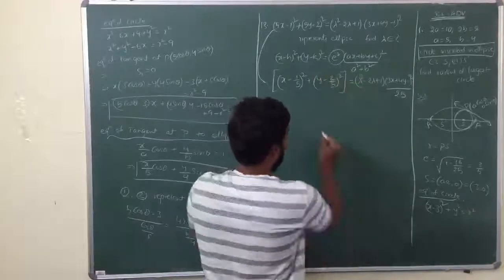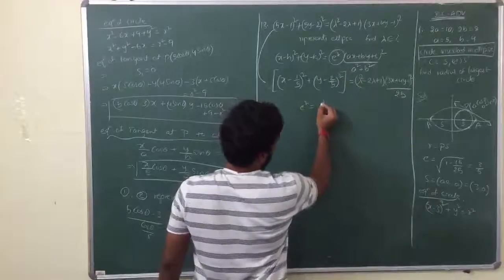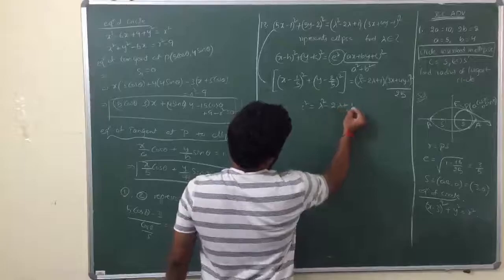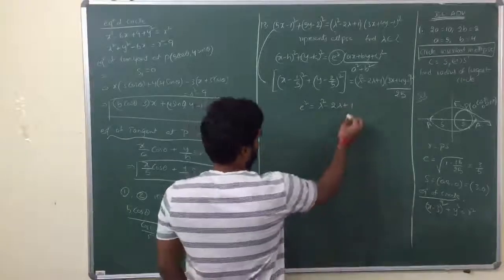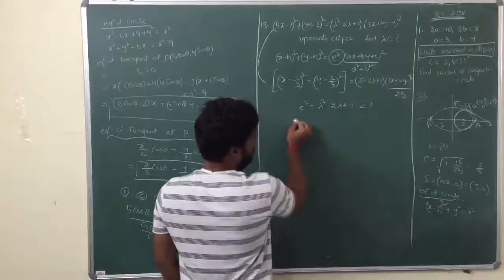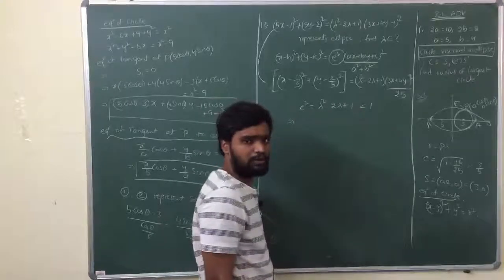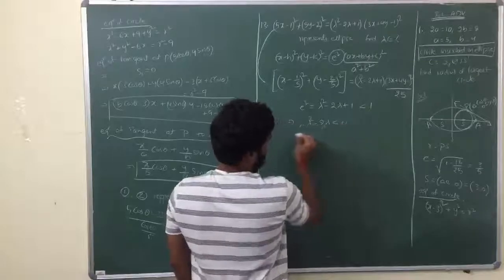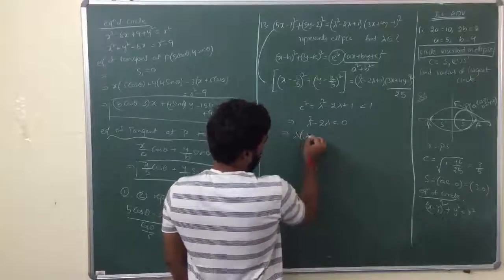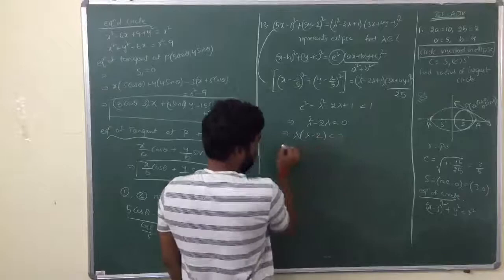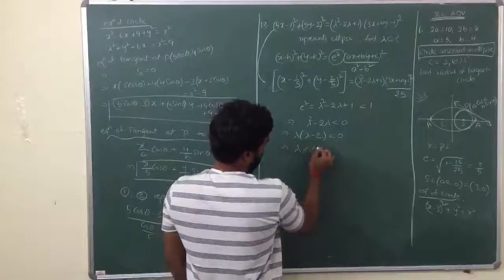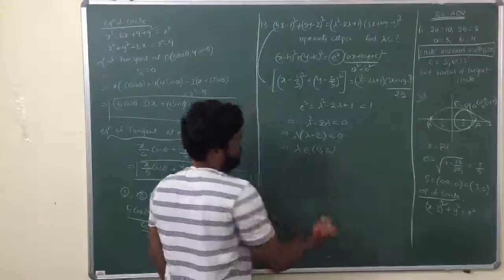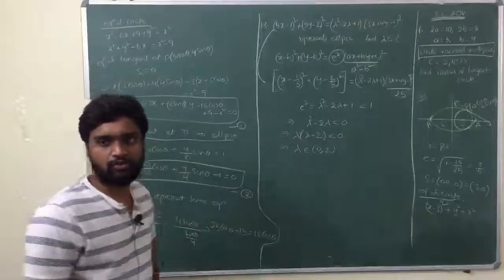So compare this with this. E square should be equal to lambda square minus 2 lambda plus 1. Okay, so which should be less than 1. Lambda square minus 2 lambda plus 1 should be less than 1. So lambda square minus 2 lambda is less than 0. Lambda of lambda minus 2 is less than 0. So lambda belongs to 0 comma 2.